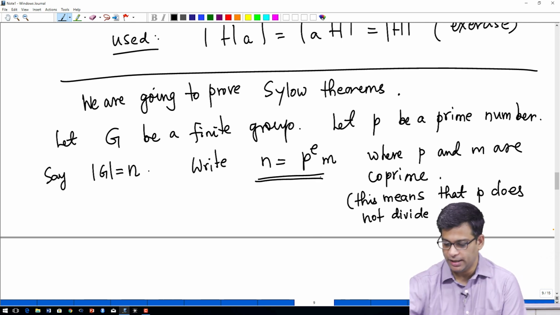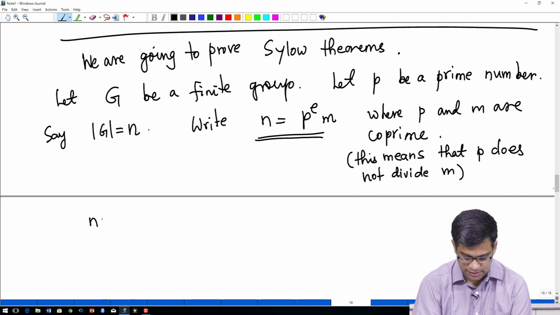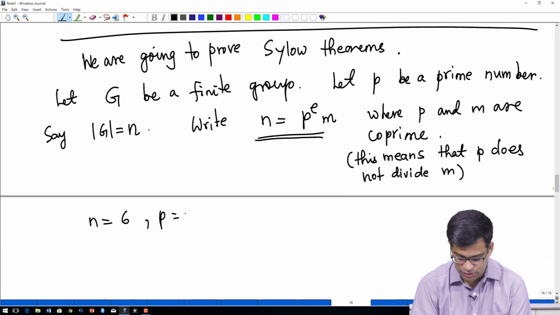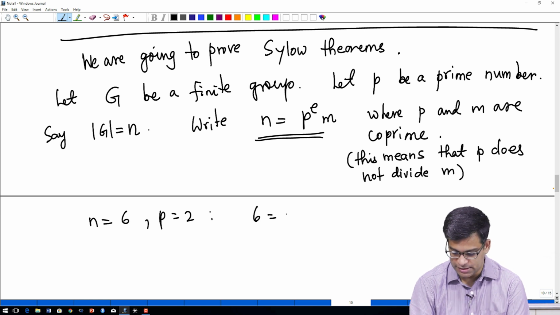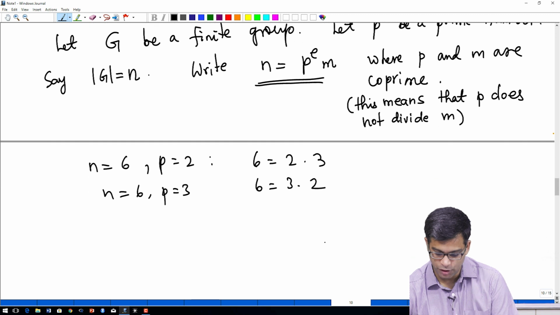So n equals p^e times m. For example, if n is 6 and p is 2, we can write 6 as 2 times 3. If p is 3 and n equals 6, we write 6 as 3 times 2.